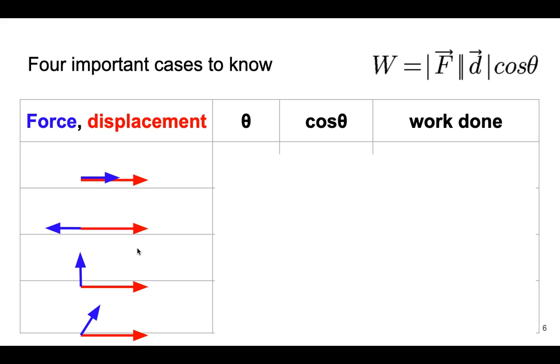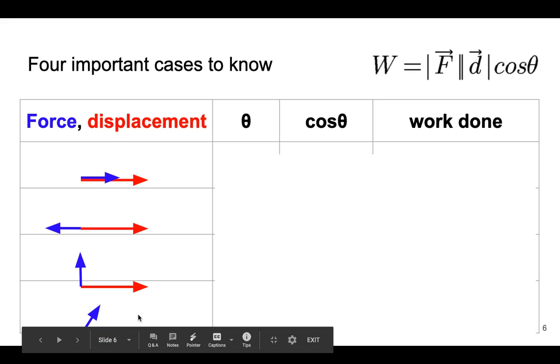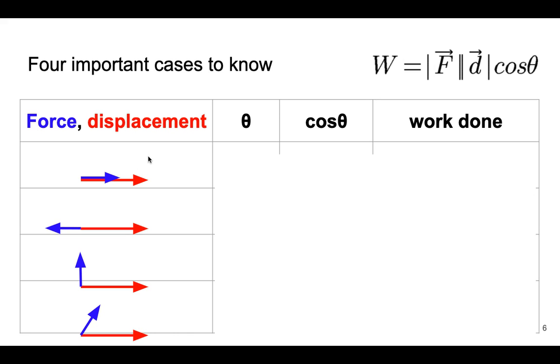I'll get over it. So anyhow, 4 important cases to think about. In all 4 cases, this object is going to be displaced to the right. So the red arrow going to the right in all 4 cases represents the displacement. The blue arrow represents the force. So let's look at these case by case and try to figure out what's going on.